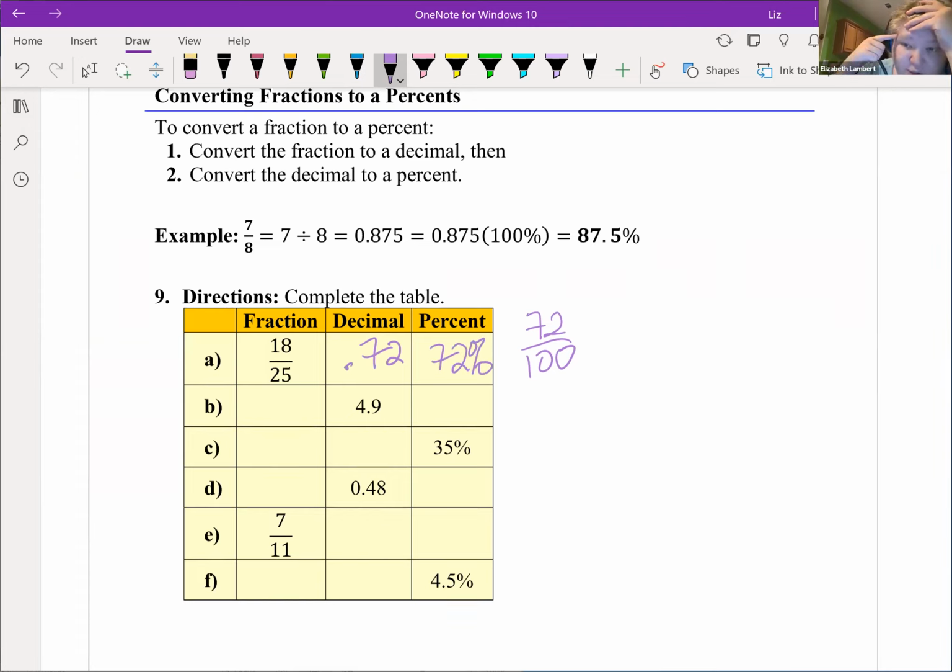Then multiply by 100 to get 72%. The percent sign is your units here. So you have to write percent when you mean percent and not write it when you don't want it there. Now 4.9. So that is 4 9/10, which, you know, technically. But 4 wholes split into 10 pieces is 40 plus the 9. 49/10.